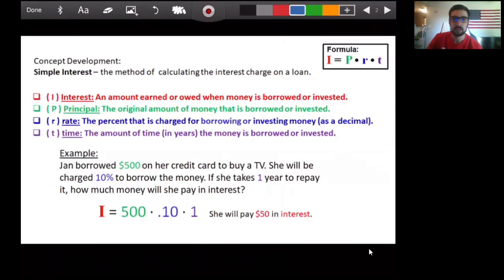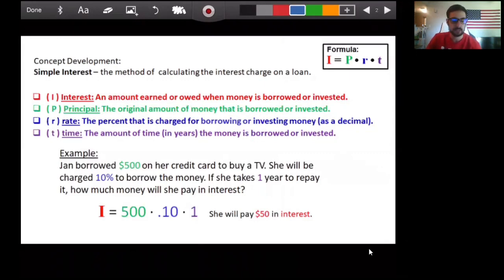Your principal amount is that original amount of money that is borrowed or invested. And then the rate is the percent that is charged for borrowing or investing money. So it's that percentage that you're going to get back or the percentage you're going to have to pay. And then the time is the amount of time that the money is borrowed or invested. This is in years. Okay, so no matter how many years it is, that's going to be your time.